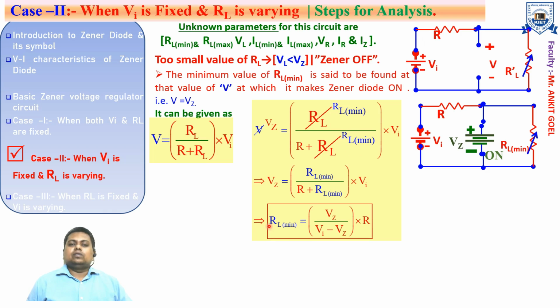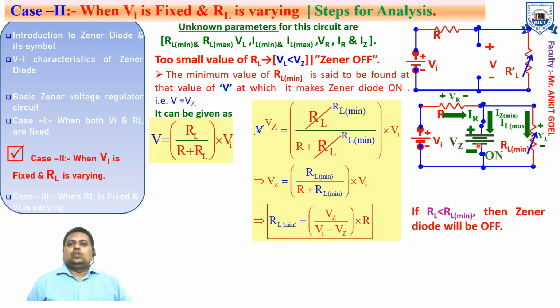So the minimum value of the load resistance can be calculated as RL minimum is equal to Vz upon Vi minus Vz into R. If the load resistance value is less than the minimum value, the Zener diode will be 100% in the off state. So you need to find the rest of the unknown parameters, right? Once you know the minimum value of the load resistance, RL minimum is known.